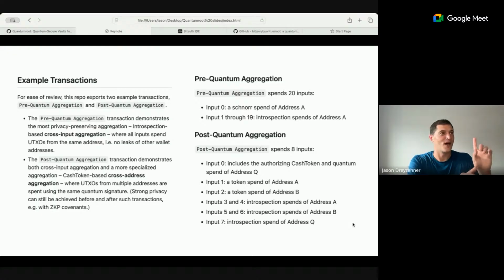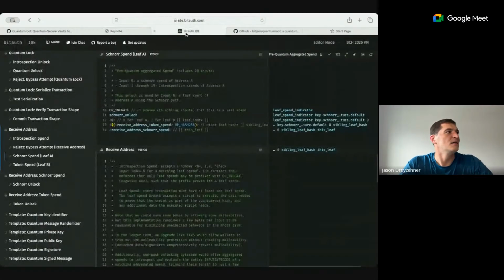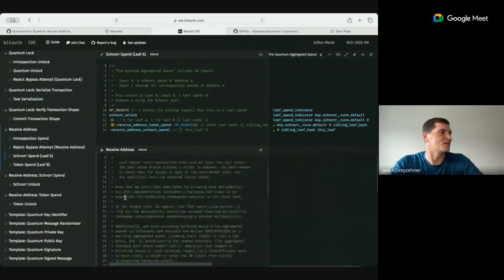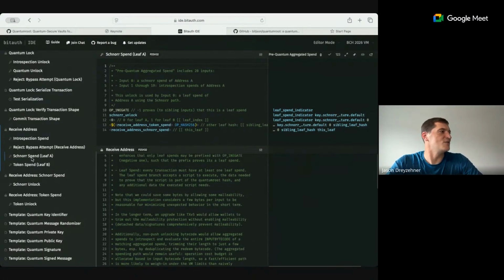So anyhow, I will move now to the code, and I've got it open over here. I'm going to show you the pre-quantum aggregation first, and just give you a sense. First, we'll look at what happens in input 0, where you have a signature, and then I'll show you what happens in all of the other inputs. And then we'll talk about the bypass attempt thing that needs to be addressed and is addressed in the contract. So first, a Schnorr spend.